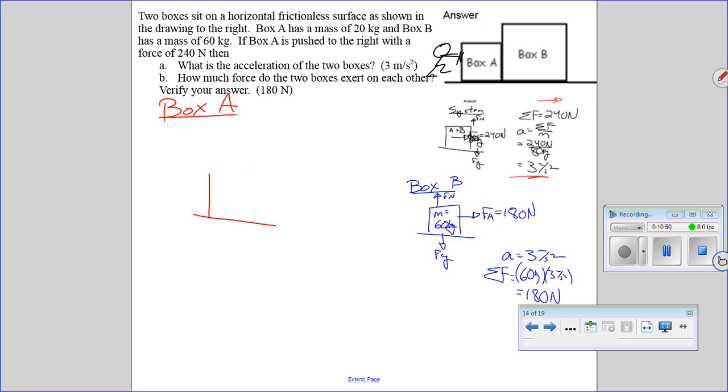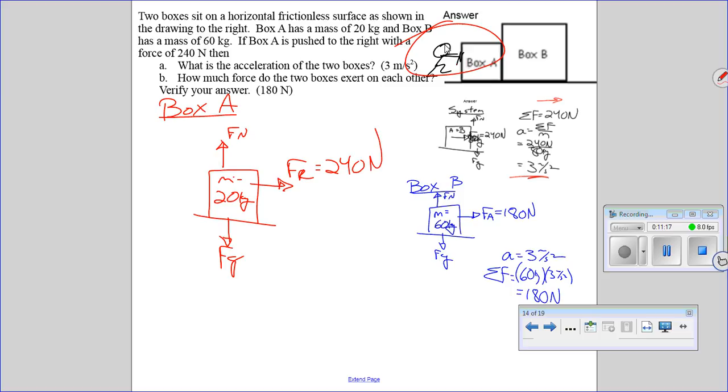So here's box A, 20 kilograms. I can put in my force of gravity and my normal force, but I'm not going to worry about them because of time. Now, there are two other forces acting on A. One of them is given to us. Roy is pushing box A with a force of 240 newtons. But there's another force. A's not going to move as fast because B is in the way. B is pushing back on A.